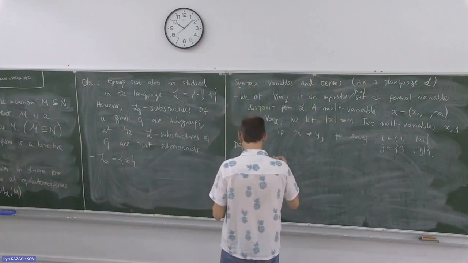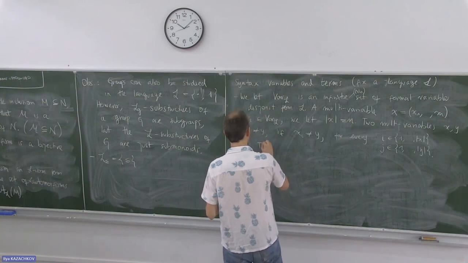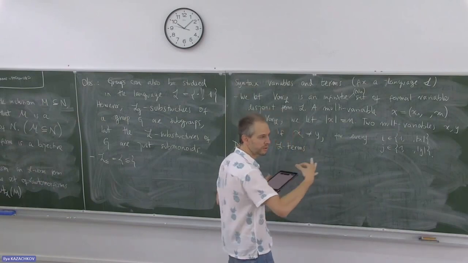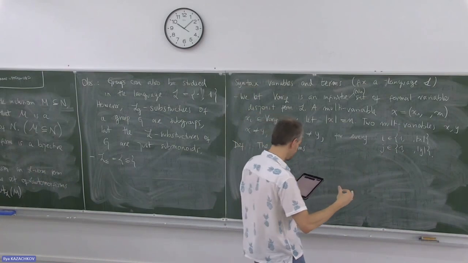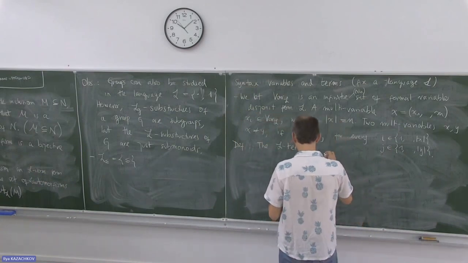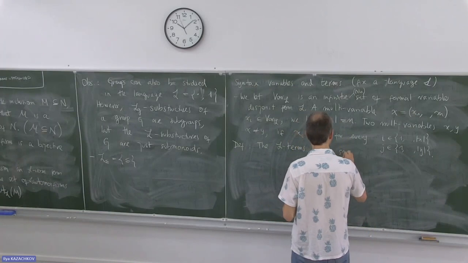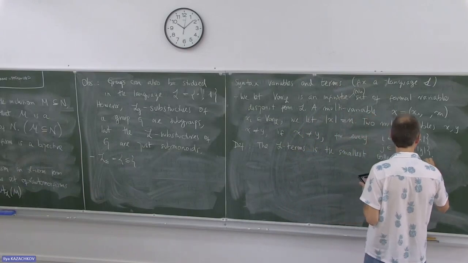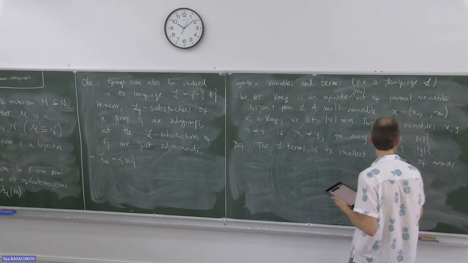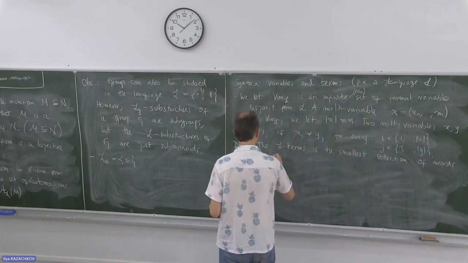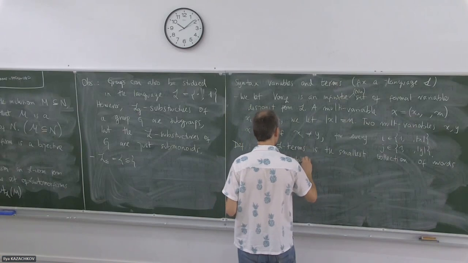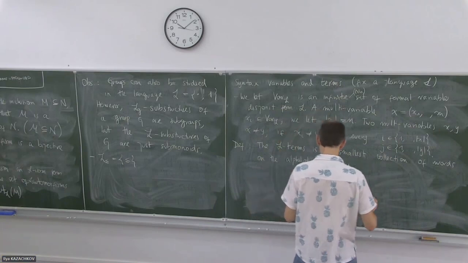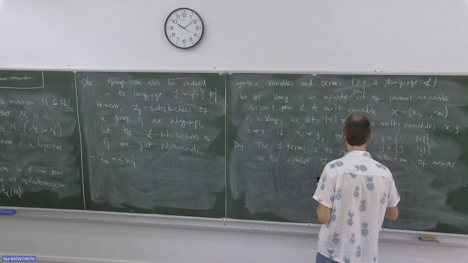Okay. So the L terms. This is going to be purely syntactical, so I'm going to define basically words in a given alphabet. So it is the smallest collection of words, just concatenation of symbols, on the alphabet L union the variables of L, such that the following three things hold.